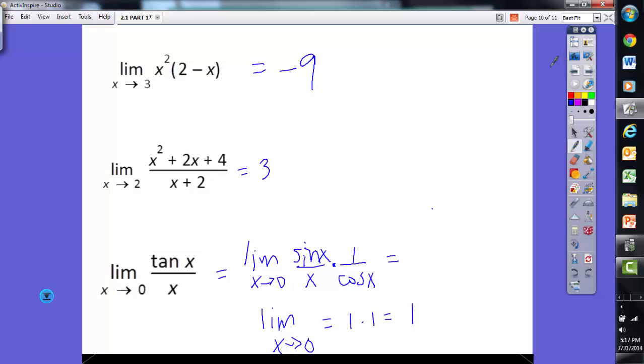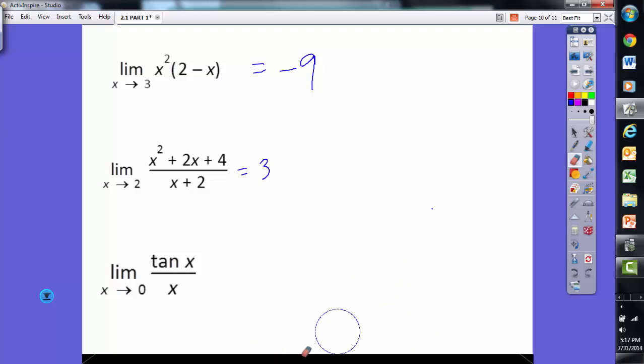A few more. Okay. This one is pretty obvious because it's continuous everywhere. There's no fraction or radical, so we just plug in 3 and you get negative 9. This one, I guess I didn't mean for it to be negative 2. Again, it's continuous everywhere except negative 2, but around 2 it's continuous, so we can just plug that in and we get 3. This one is where the product rule comes in.